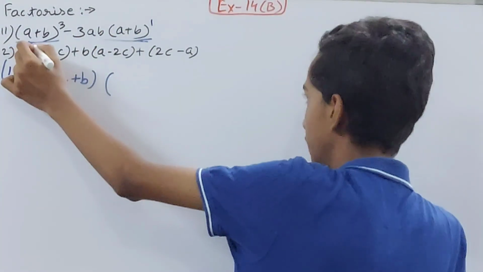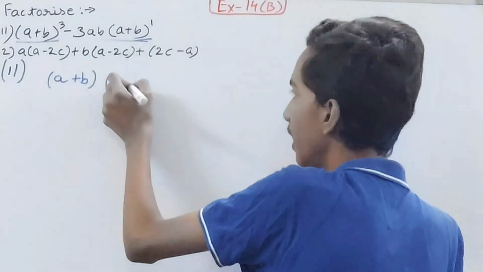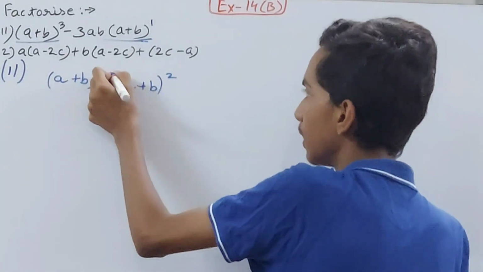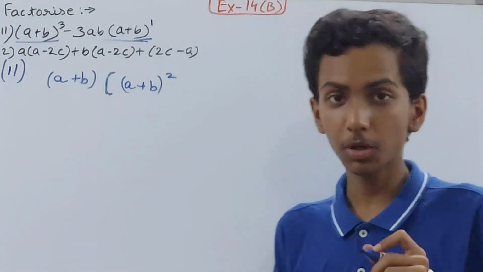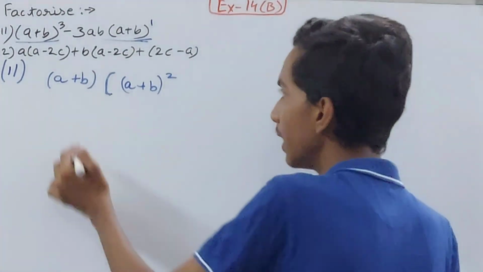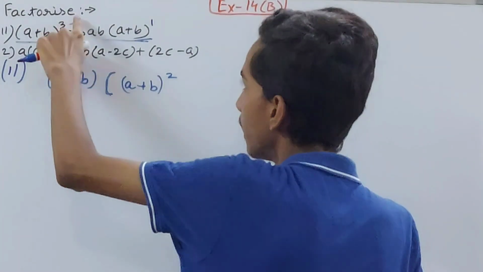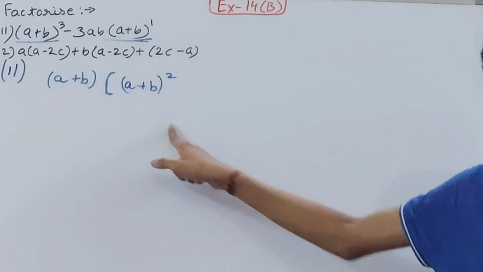What will be left here? If (a + b)³ is there and you are taking out (a + b), you are left with (a + b)², or not? Yes, this is what you are left with. (a + b)², because 3 is the power, and when you are taking out 1 from it, you do 3 minus 1. So you have (a + b)² left here.